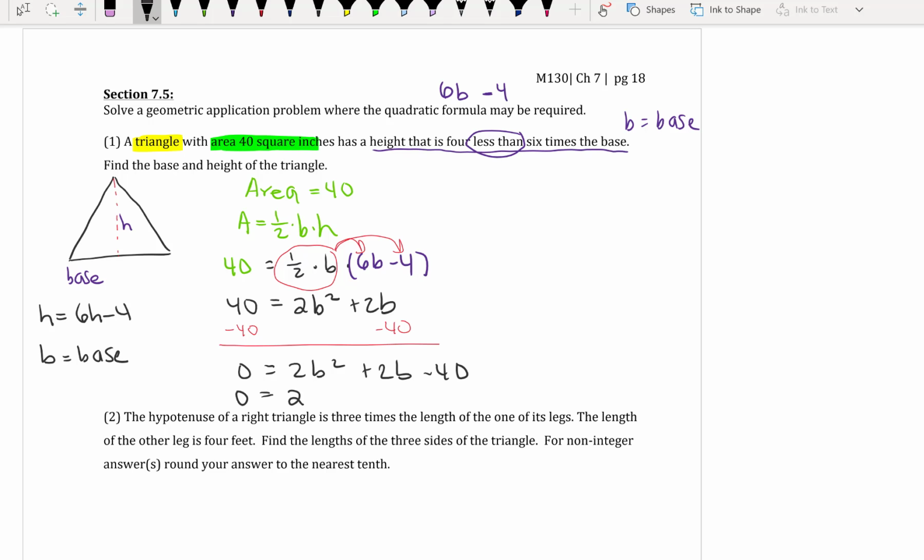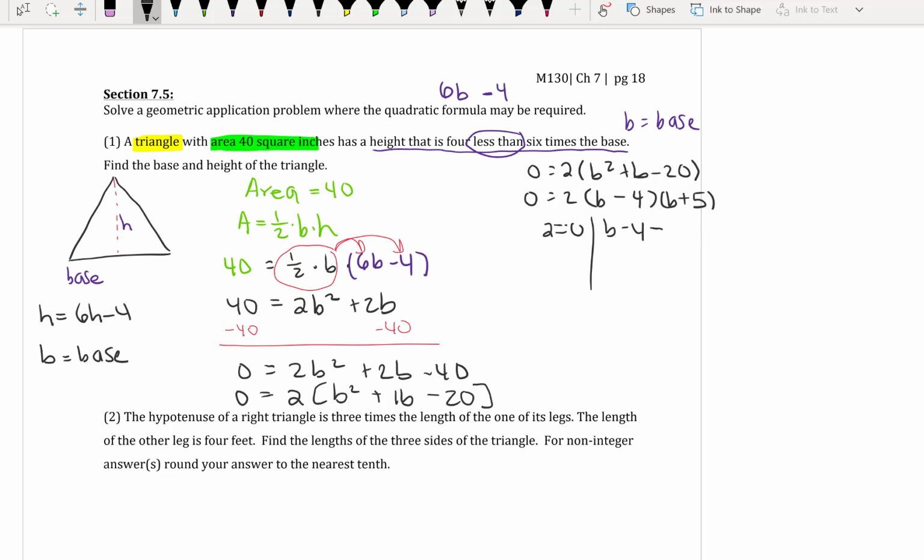Now I can have a greatest common factor, which is a 2. So I have 0 is equal to 2 times B squared plus 1B minus 20. So then from here, I can factor a bit further. I know to get to 20, that can be 4 times 5. So I'm going to have a positive 5 and a minus 4 to give me a positive 1 and a negative 20.